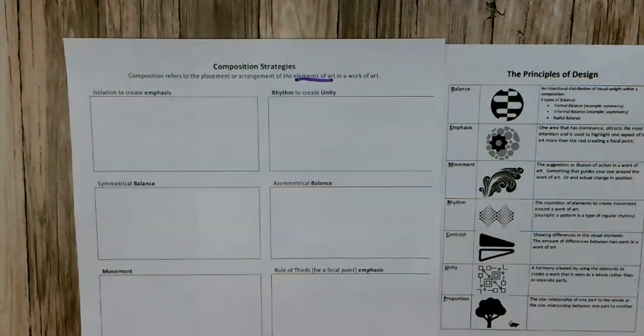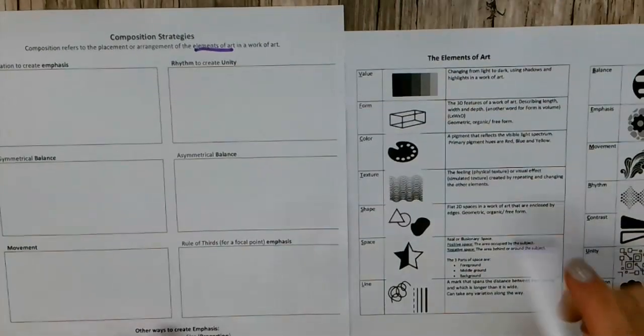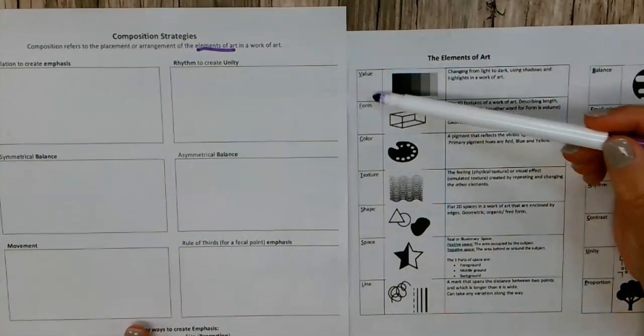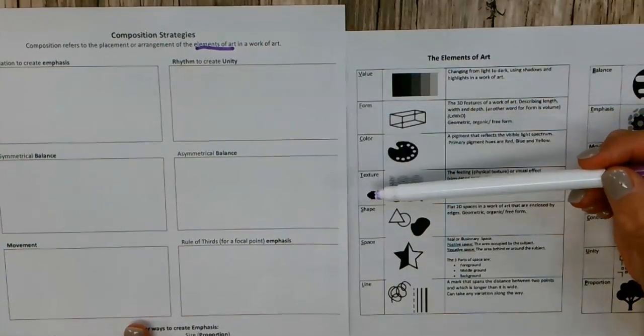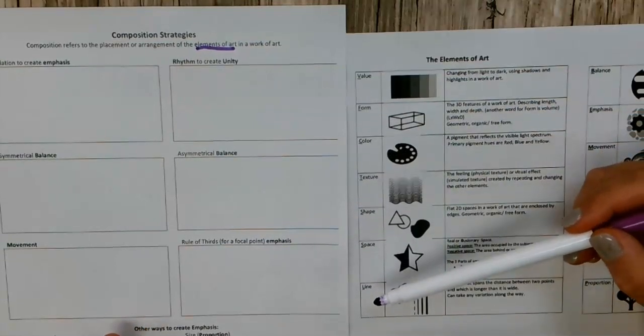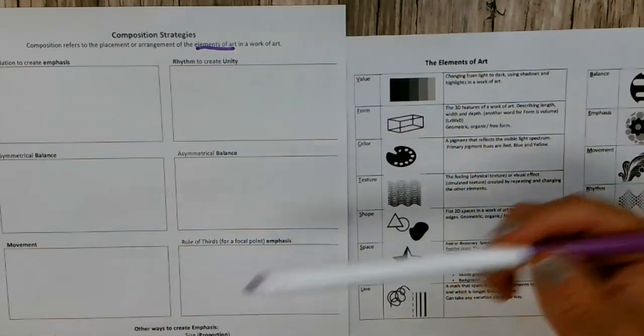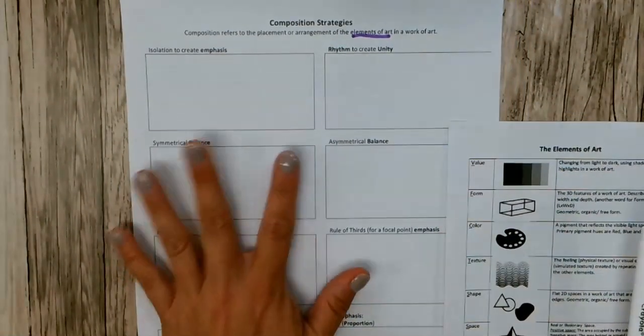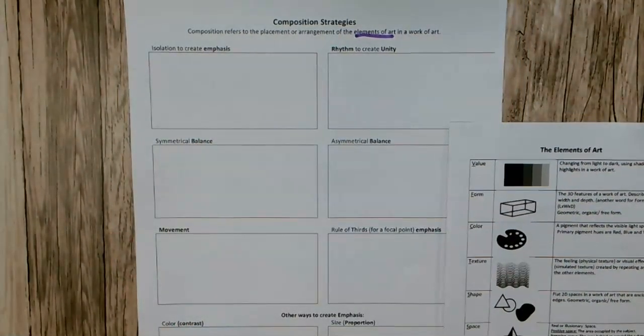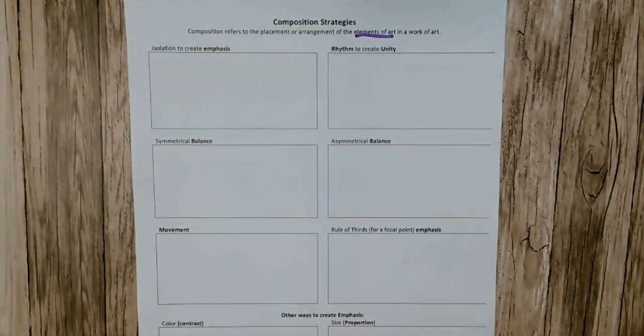So the elements of art are actually on the other side here. So how we arrange value, how we arrange the forms, the colors, the textures, the shapes, the spaces, and the lines is really what composition is about. And so we're going to do some drawing on this page, and I'm going to also show you some examples from some works of art.